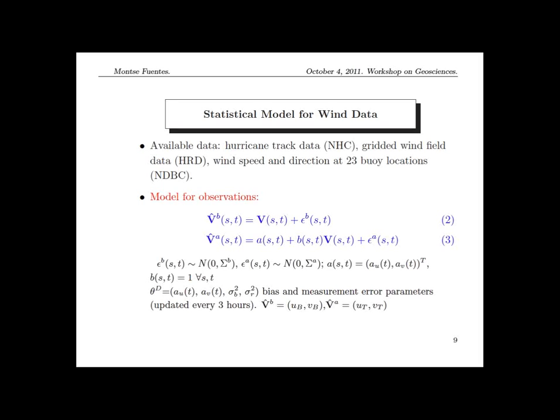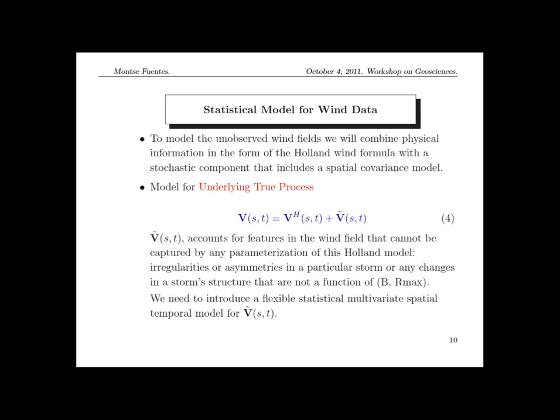And then we have this underlying truth that could be just treated as a Holland model, and that's what is currently happening. We just made it the Holland model, but we know that there is a lot of asymmetry structure left to explain by this simple model. So we add some stochastic component that will help us to explain not only the asymmetries, but really complex behavior in the multivariate wind field process.